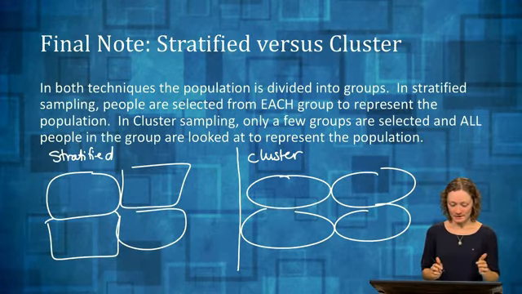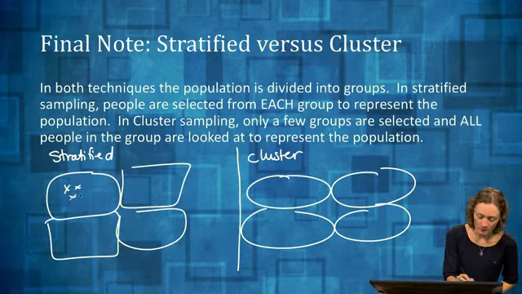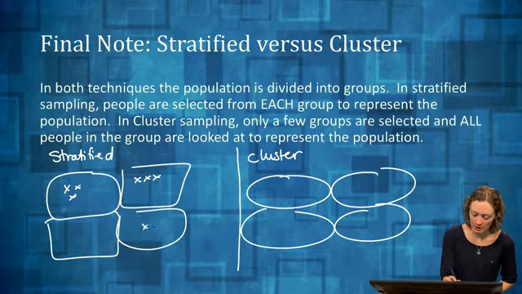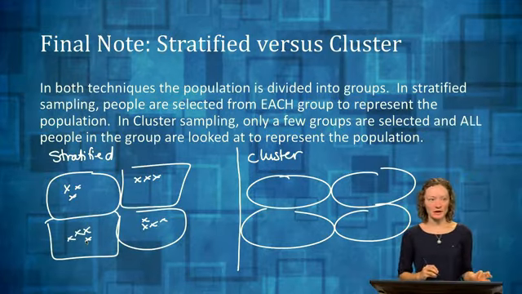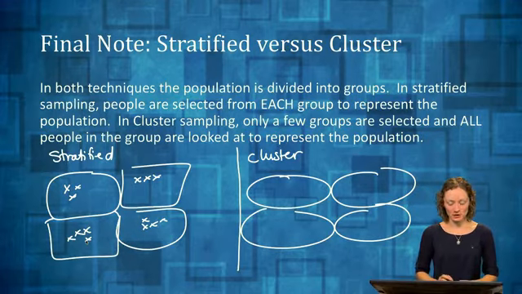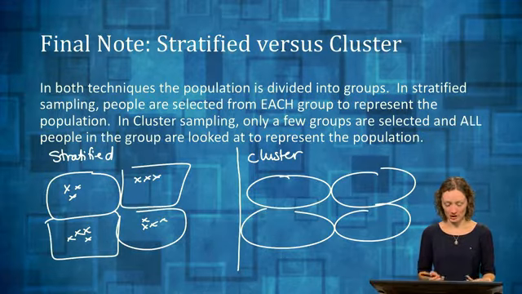If we're using stratified sampling, people are selected from each group to represent the population. So there'd be a few people here, a few people here, a few people here, and people here. It doesn't necessarily have to be the same amount taken from each group, but a representation of each group has to be made in some way, shape, or form.